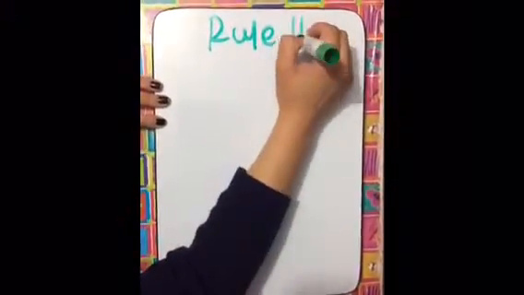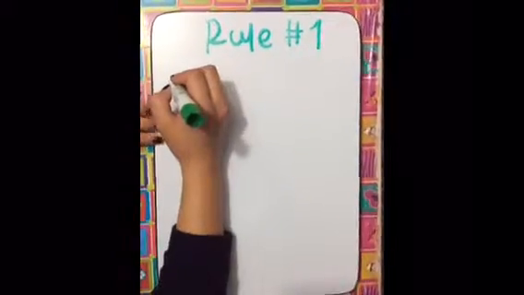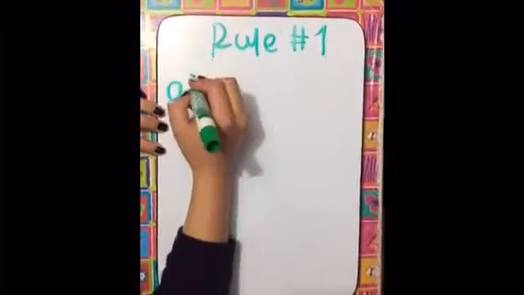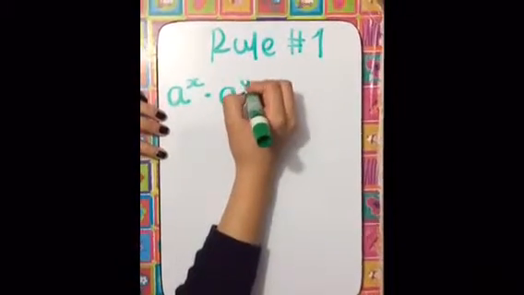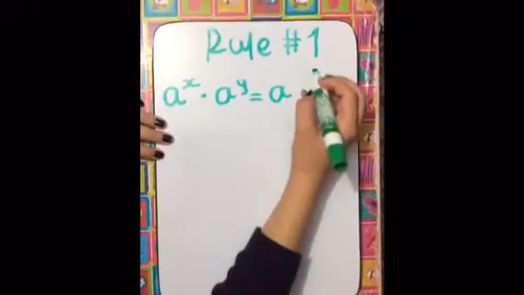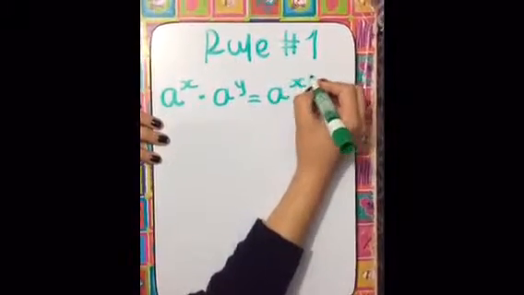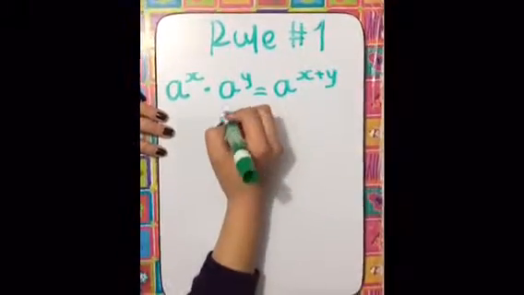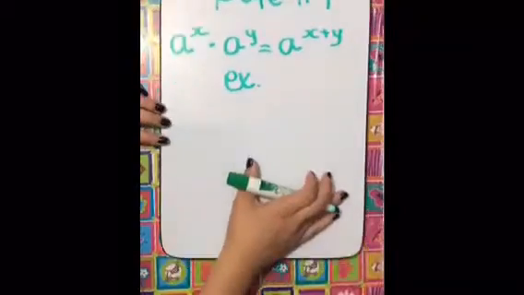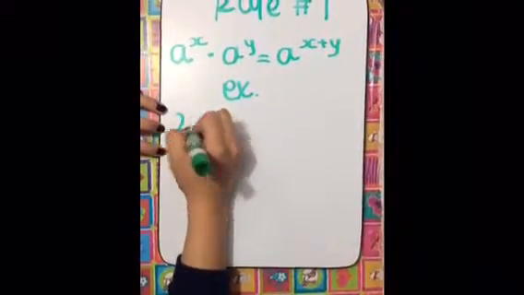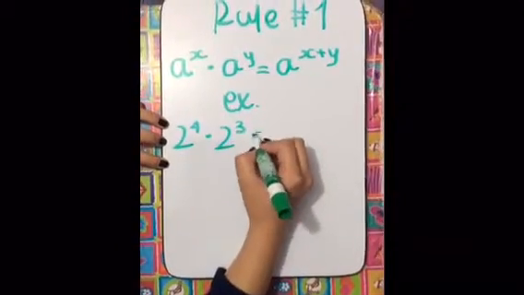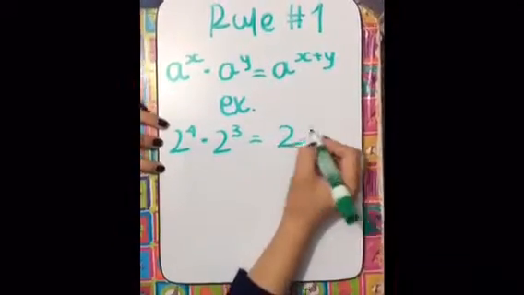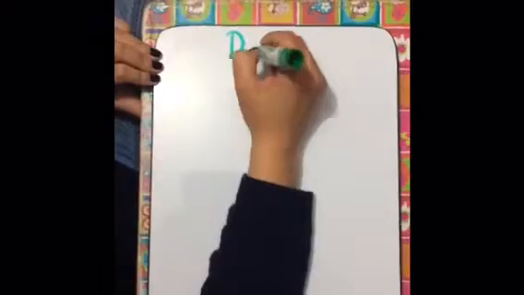These rules are: rule number 1. When you have a base to the power of something times the same base to a different power, it gives us the same base to the power of the first exponent plus the second one. Example: 2 to the power of 4 times 2 to the power of 3 gives us 2 to the power of 7.